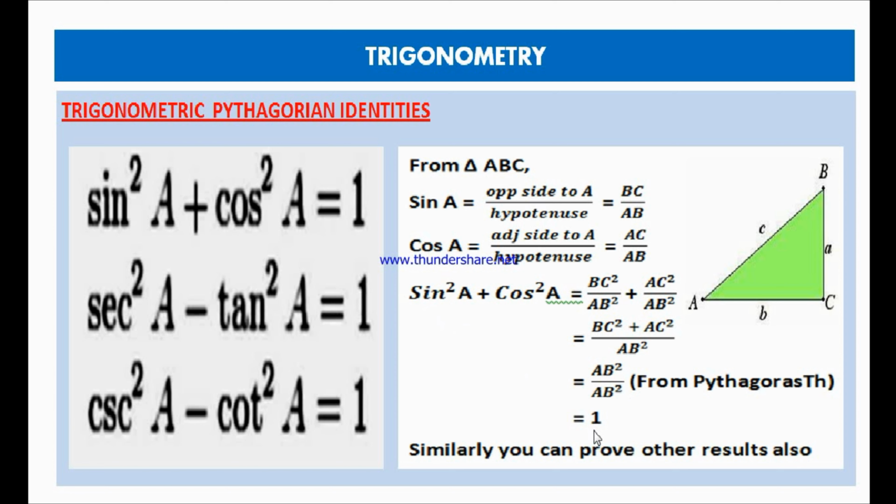We proved the first Pythagorean identity. In the same procedure, you can prove the next two results also. These three are called trigonometric Pythagorean identities. One is sin square A plus cos square A is equal to 1. Second is secant square A minus tan square A is equal to 1. And the third is cosecant square A minus cot square A is equal to 1. These three are very much useful in solving the problems in the chapter trigonometry.